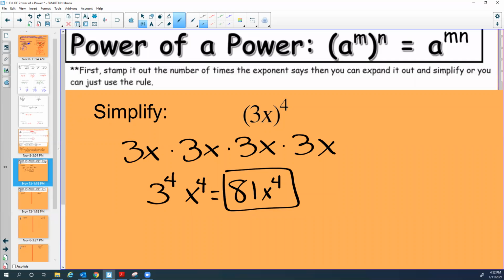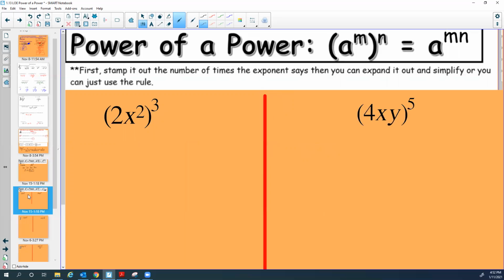The shortcut here is our power rule: if I have a to the m to the nth power, I can just take this m exponent and this n exponent and multiply them, as you see here. However, you can also stamp out whatever's inside the number of times of the exponent on the outside, and you can get it just as easily as memorizing the rule.